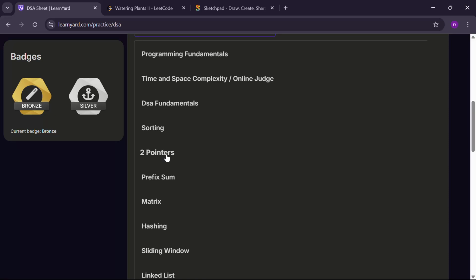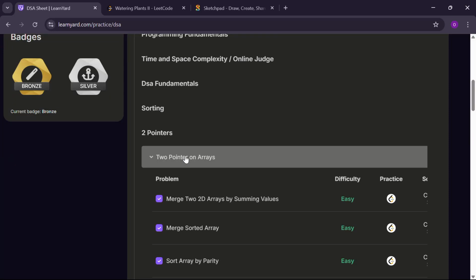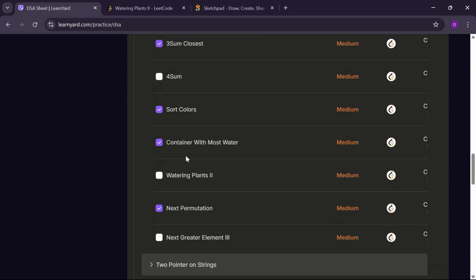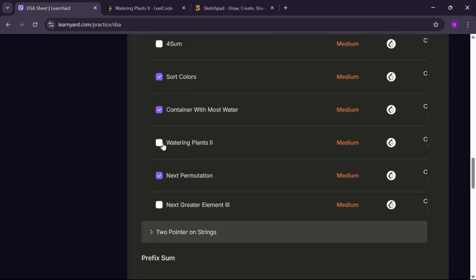So now the question which we will be solving on two pointers on arrays is a LeetCode medium level problem, Watering Plants 2. Let's see what the question says.